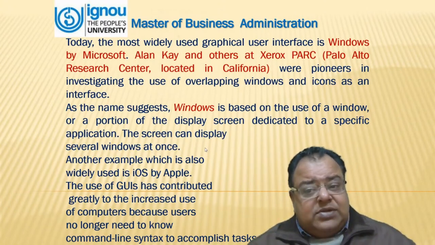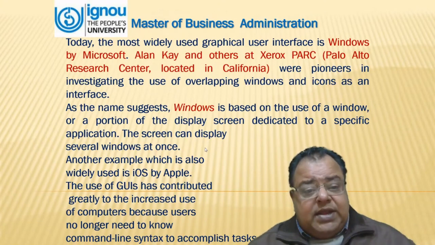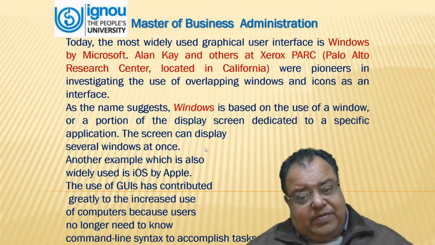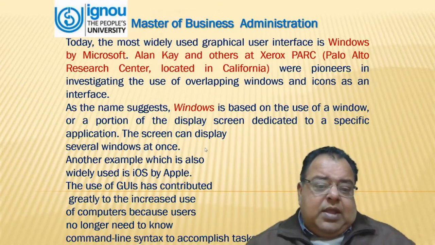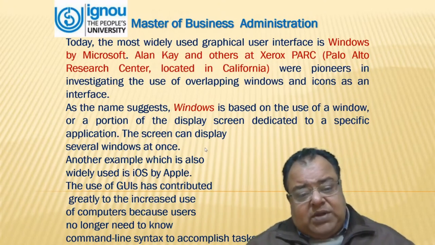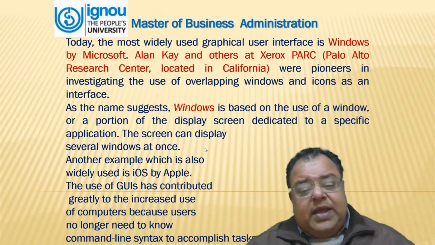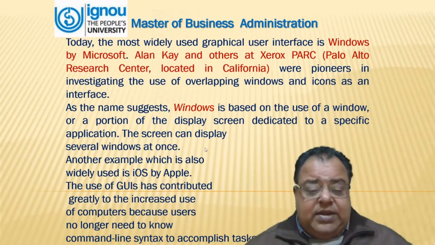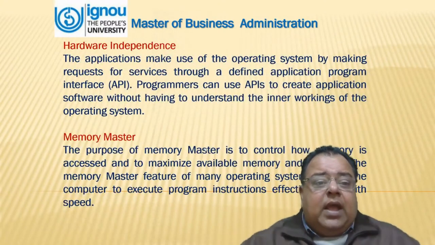Alan Kay and others at Xerox PARC, that is Palo Alto Research Center located in California, were pioneers in investigating the use of overlapping windows and icons as an interface. As the name suggests, Windows is based on the use of a window, or a portion of the display screen dedicated to a specific application. The screen displays several windows at once. Another example which is also widely used is iOS by Apple. The use of GUI has contributed greatly to the increased use of computers because users no longer need to know command-like syntax to accomplish tasks. Everything is inbuilt.